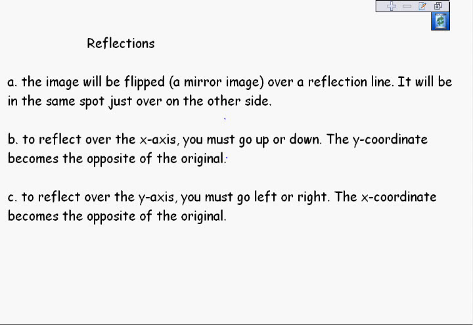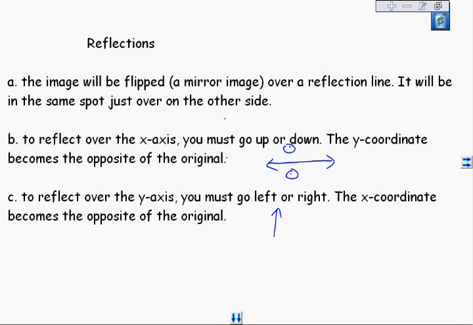To reflect over the y-axis, you must go left or right. The x-coordinate becomes the opposite of the original. Here's why. The x-axis is here. If you took this image and flipped it over the x-axis, it went down. That's what we mean by flipping it over the x-axis. It goes up or down.